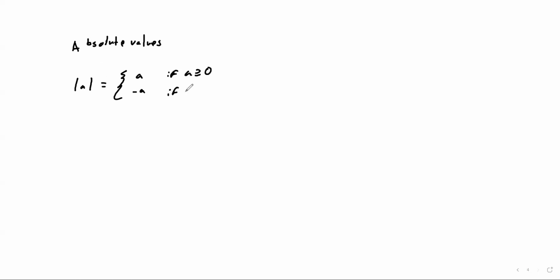But if A is less than 0, it will be the negative version of that. So basically, if I plug in the absolute value of -5, the result will come back out as 5.